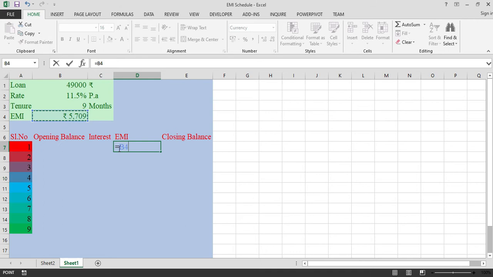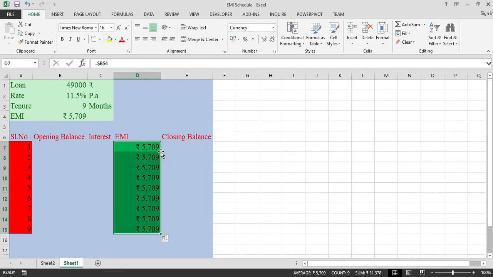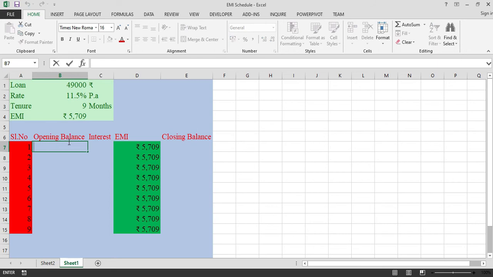It will be fixed. So let us lock this, so that even when we are writing down, the EMI doesn't change. It will be same for 9 months. So the opening balance for the first month will be 49,000.